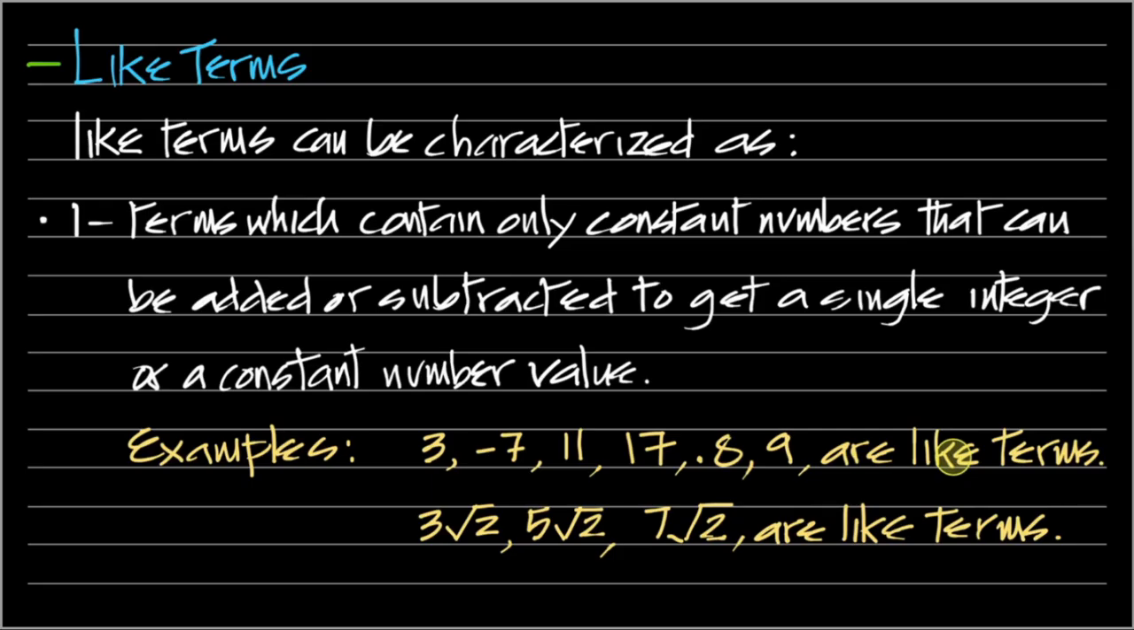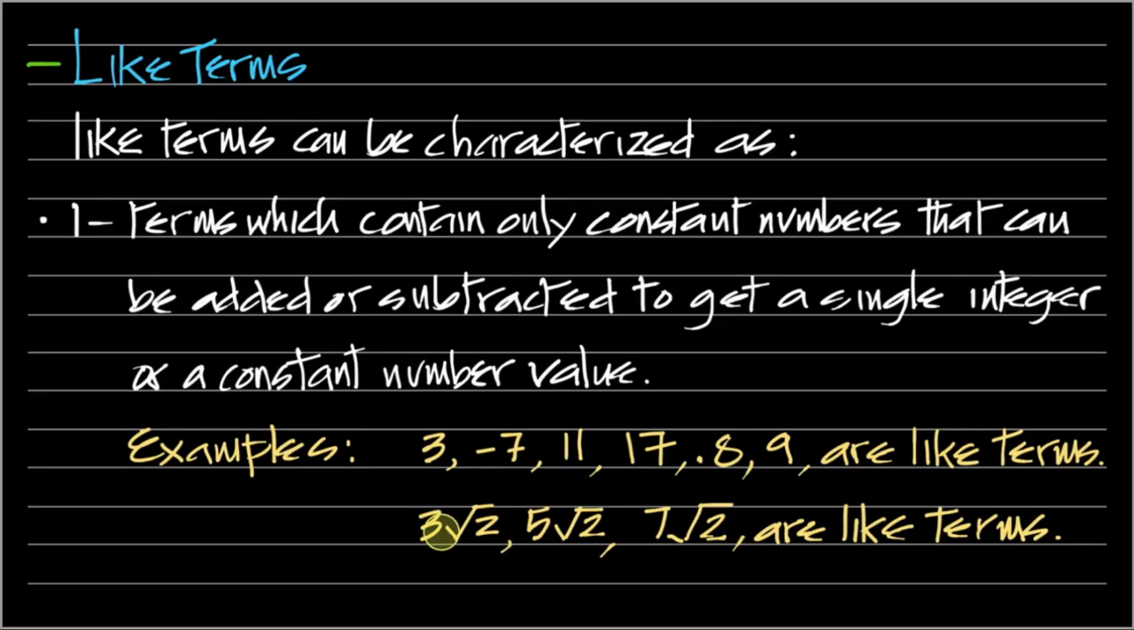What makes them like terms? Number one, they are all constant numbers. Number two, they are all rational numbers. Number three, they can be added or subtracted. So that makes them like terms.